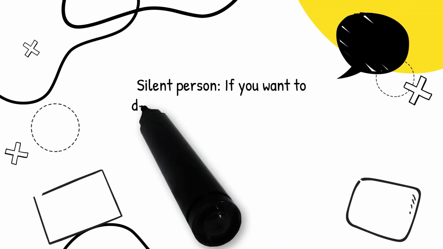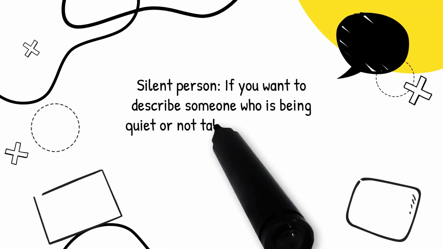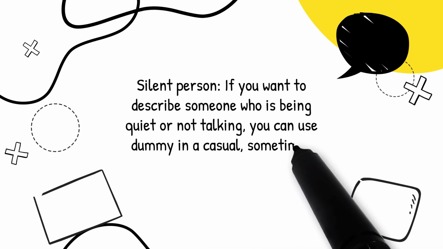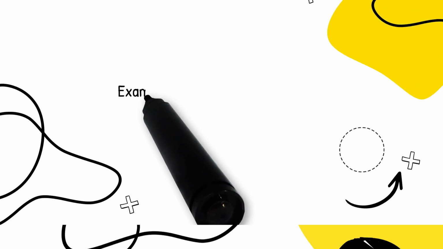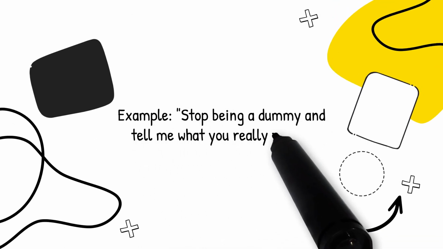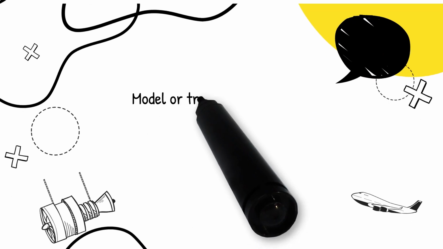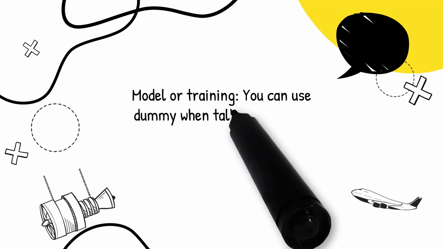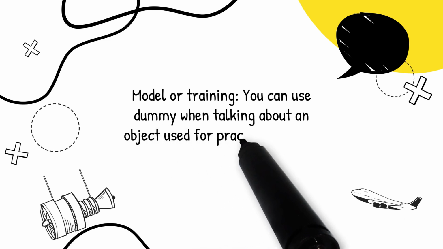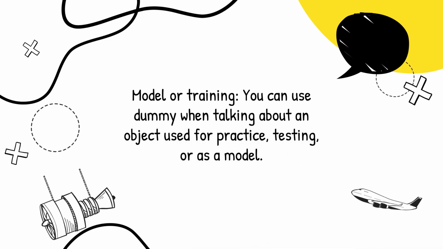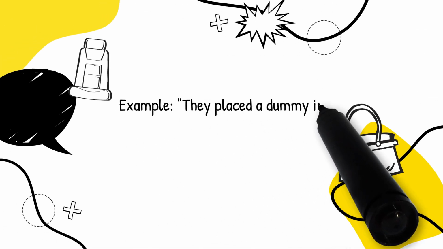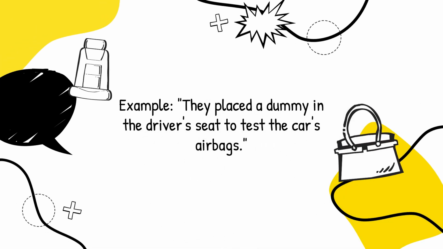Silent person. If you want to describe someone who is being quiet or not talking, you can use dummy in a casual, sometimes playful way. Example, stop being a dummy and tell me what you really think. Model or training. You can use dummy when talking about an object used for practice, testing, or as a model. Example, they placed a dummy in the driver's seat to test the car's airbags.